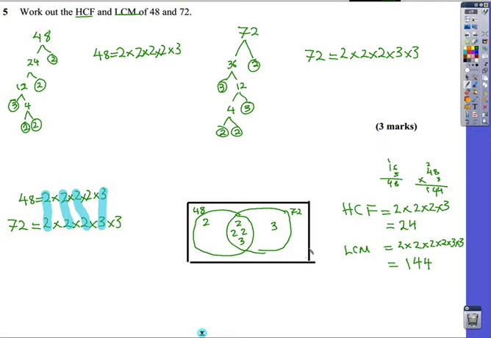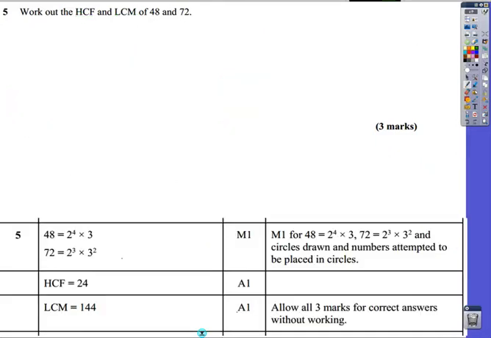And we're done. Quick look at the mark scheme. We would get one method mark for the prime factors, circles drawn and numbers attempted to be placed in circles. You get one accuracy mark for the highest common factor and one accuracy mark for the lowest common multiple. So you need to make sure you're accurate at multiplying.